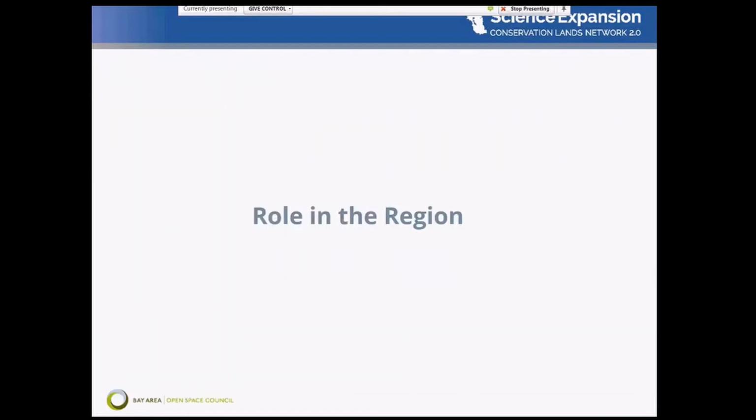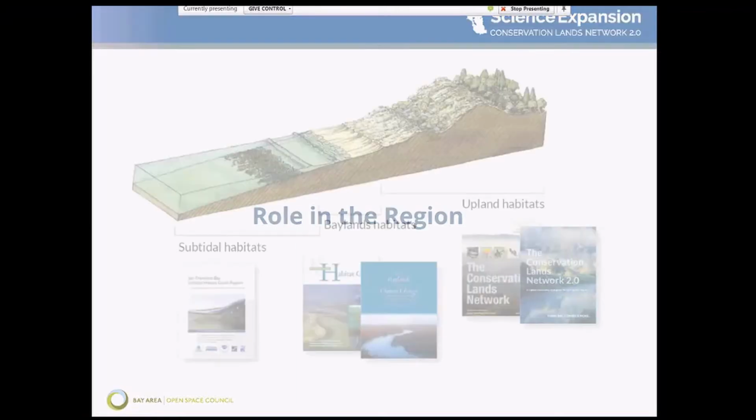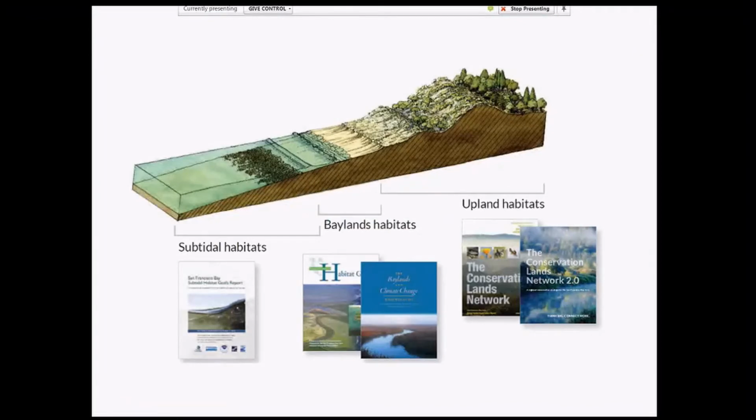And so the Conservation Lands Network 1.0 and now 2.0 has a really important role in the Bay Area region. It's the upland complement to two other conservation planning frameworks, the Bayland Habitats Goals and the Subtidal Habitats Goals. And these are planning frameworks that are really driven by the State Coastal Conservancy's mission. And over time, these plans have been updated with new science. And so the Conservation Lands Network 2.0 is the process to update the upland component.